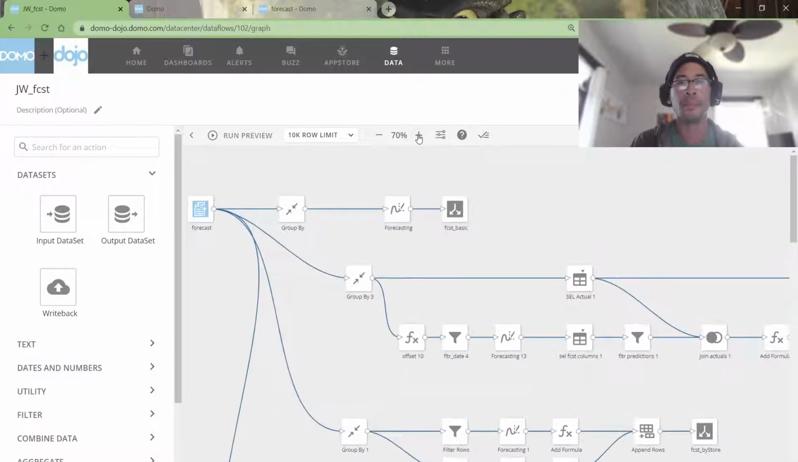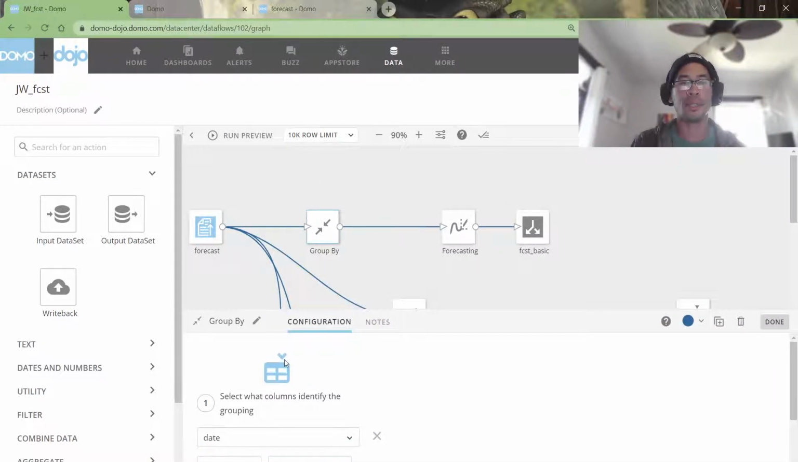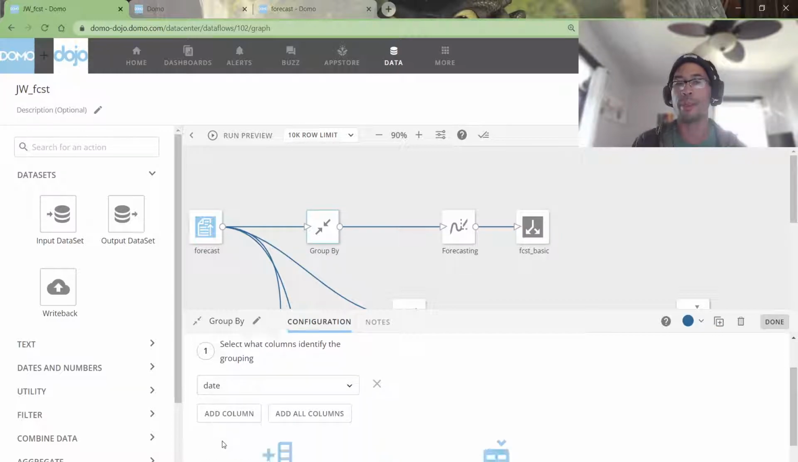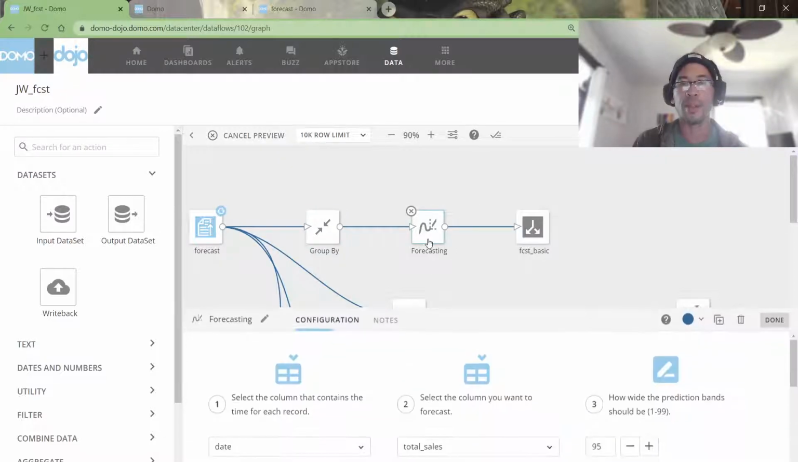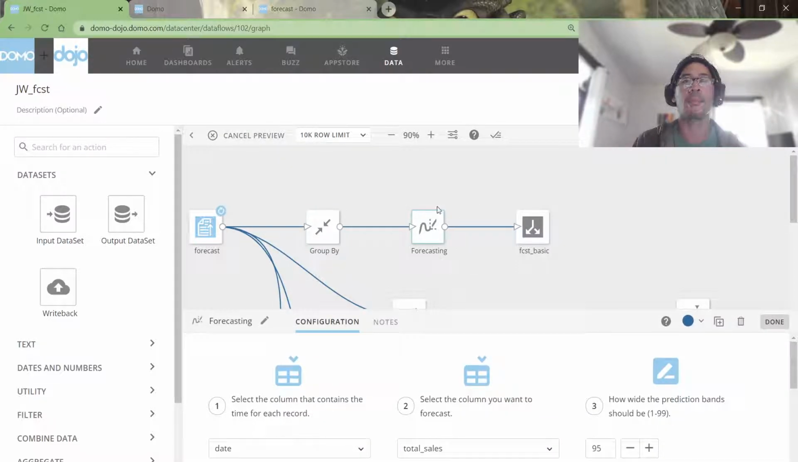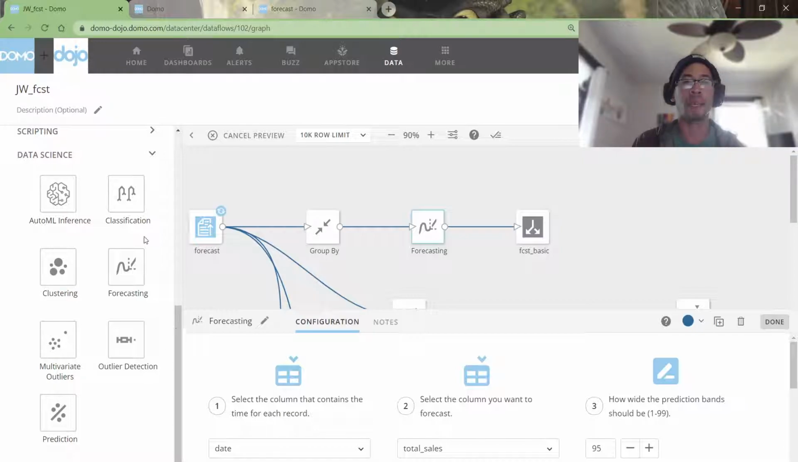All right. So I start with my forecast data. First thing I'm going to do is get the data into the right unit of analysis. I'll apply my group by clause and say I have one row per date, and I want my outcome to be the total sales. And then while this preview is rendering, let's just take a look at this forecasting tile. This forecasting tile comes from the Data Science Toolkit, one of the many.